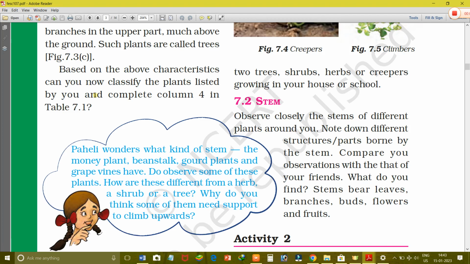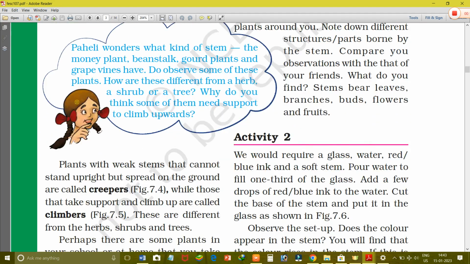Stem. Observe closely the stem of different plants around you. Note down the different structures or parts borne by the stem. Compare your observations with those of your friends. What do you find? Stem, bare leaves, branches, buds, flowers and fruits.